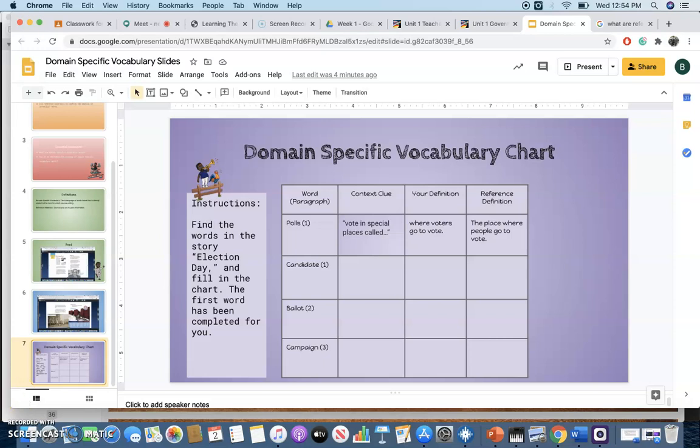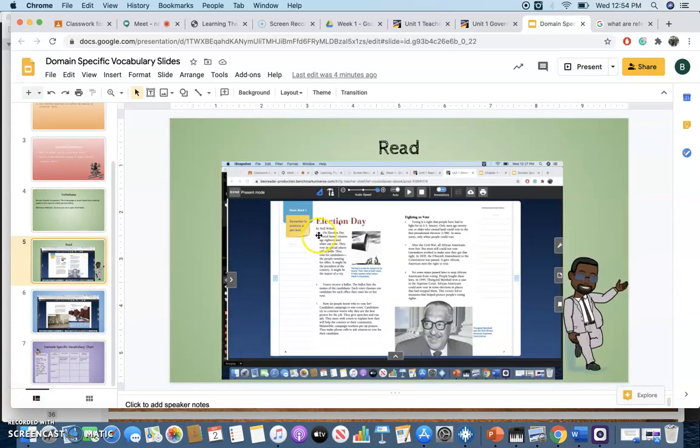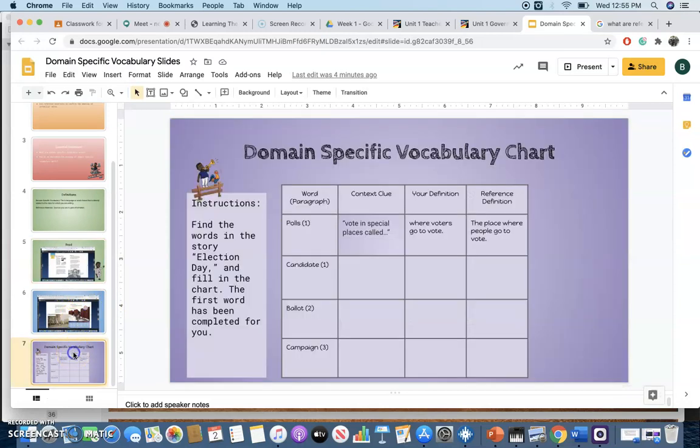When you refer to the story, as I said before, we have numbers like number 1, number 2, number 3. Those are the paragraphs, okay? You can also use those for sequence. You already have the words and the paragraph where the words are located. So what you need to do is read the paragraphs and find the context clues that could tell you what this word may mean. The same for this word, and this word.